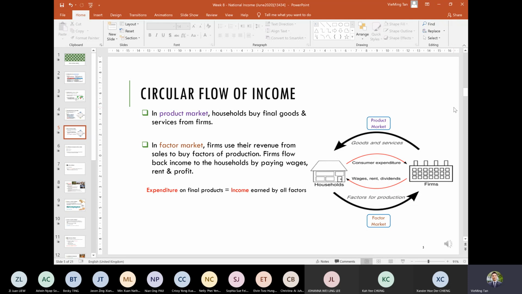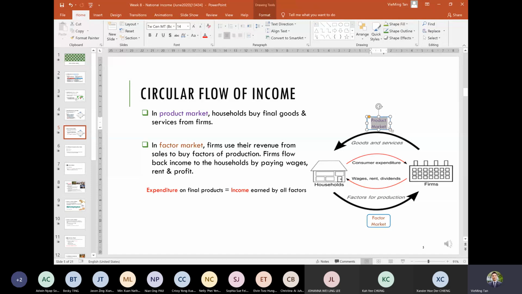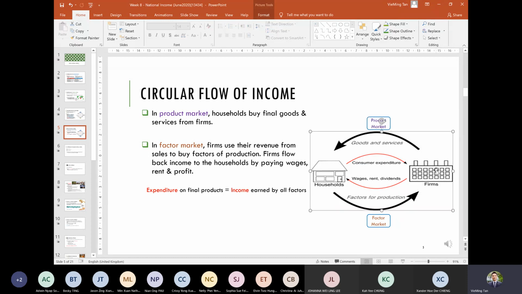So for the circular flow of income, we assume that there are two markets, which are the product market and the factor market. The product market refers to the market whereby goods and services transactions happen between the household and firms. In the product market, the household will buy goods and services from firms. When buying, in return, the household has to pay money to firms. This money will be considered as revenue for the firm.